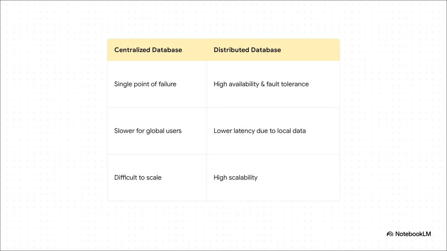The benefits here are huge. A single, centralized database creates a bottleneck, right? It has one point of failure, and it can be super slow for users on the other side of the planet. But a distributed system is incredibly resilient. If one computer fails, the others just pick up the slack. It's faster for everyone because you're being served by a data center near you, and it can scale almost infinitely. You just add more machines to the network.